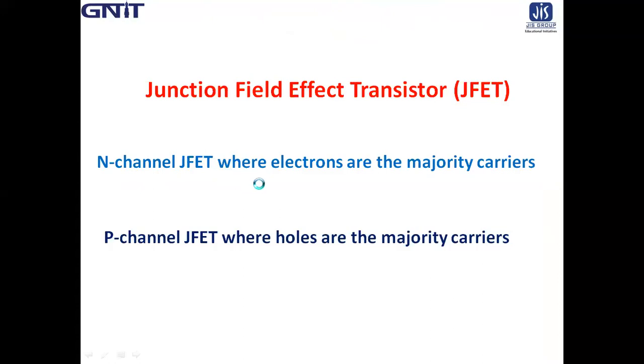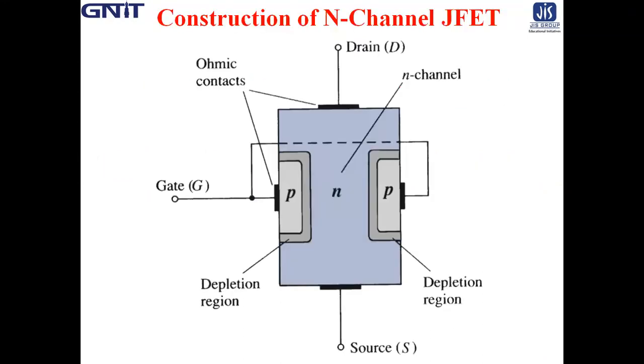We start basically with the N-channel JFET. P-channel JFET has the same operation and the same physical structure, just the directions of electrons and holes are opposite. So let us start from the physical structure, or construction, of the N-channel junction field effect transistor.